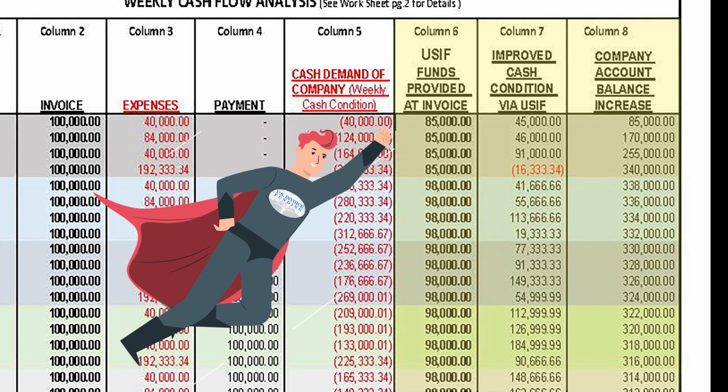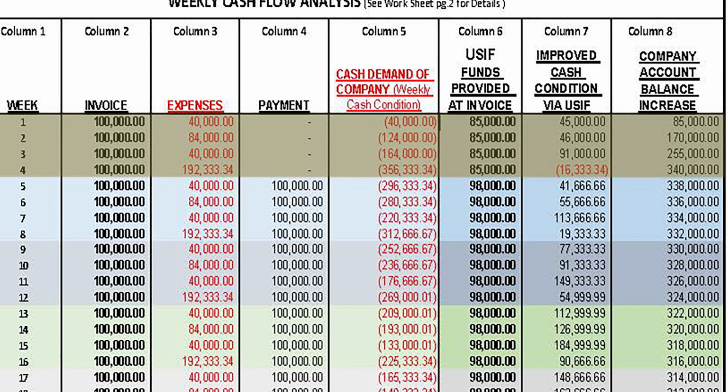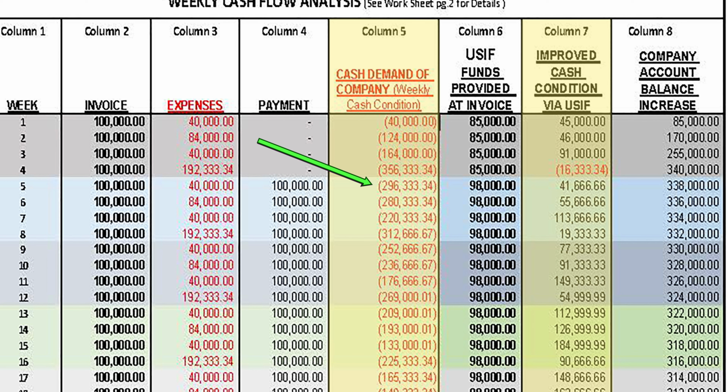And I want to go back to weeks 1 through 4. For every $100,000 invoiced, USIF is going to advance $85,000 to the company. Now compare column 7 with column 5. In the 5th week, after receiving its first customer payment, this company still requires $300,000 of investment, cash out-of-pocket investment, equity. However, USIF has done just that and supplied another $40,000.